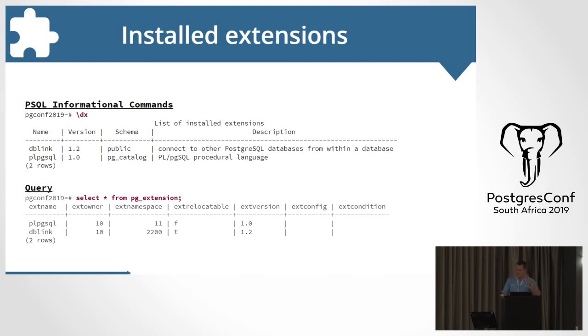Information, if you want to see all of the extensions that you have installed on your database. The first one there is a psql command where you can just say \dx. It gives you the list of installed extensions, or you can do a query where you just say select star from pg_extension, and it gives you pretty much the same view. So depending on what you want to use, you can use that.